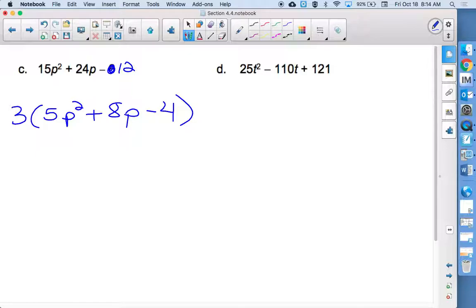So after you pull out the 3, what's the next step? How do you proceed? Nick? Yeah, you try and factor it. So we would then look inside and take 5 times negative 4, which is negative 20. So that would be my next step. Nick, are there two numbers that multiply to be negative 20 but combine to be 8? 10 and negative 2? And then what do you do with that?